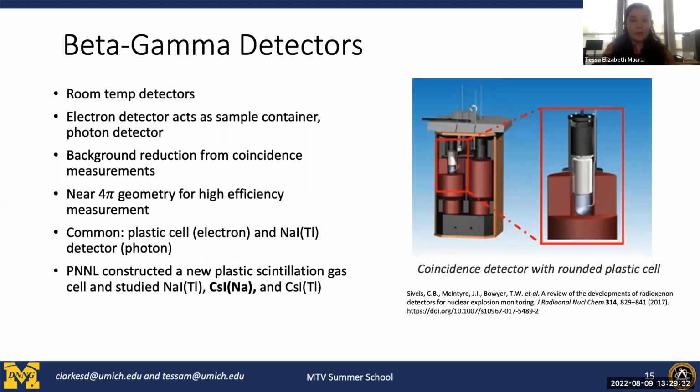And so what's typically used for the beta and gamma cells: for the electron detector or beta cell, we usually use plastic scintillators. And that's what's shown in the diagram there. The rounded plastic cell, you can see that that's the container of the detector, and that's what's serving as the beta cell. For the gamma cell, we usually use inorganic scintillators, typically sodium iodide. And so this is just an idea of what typically is used.